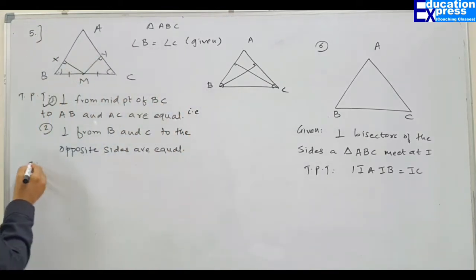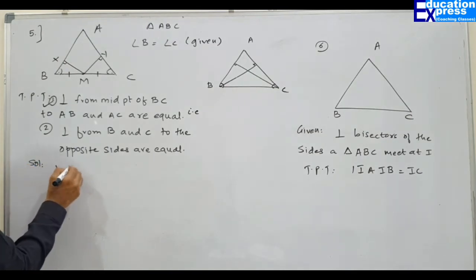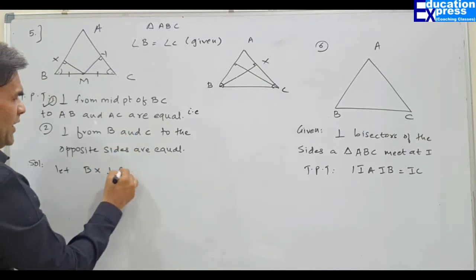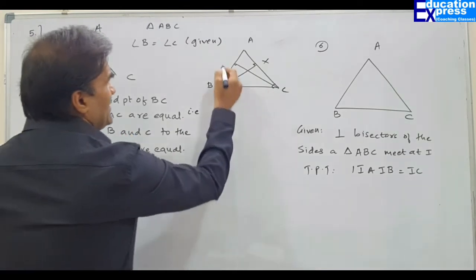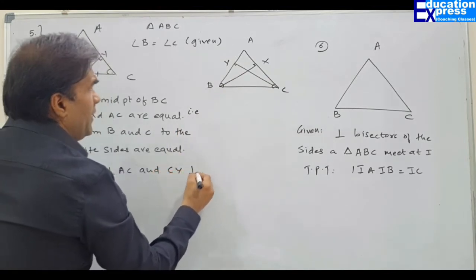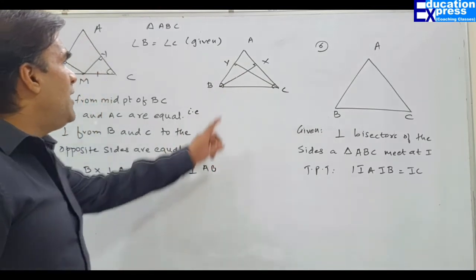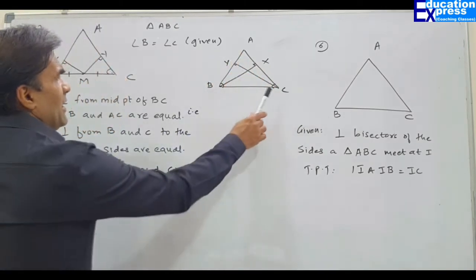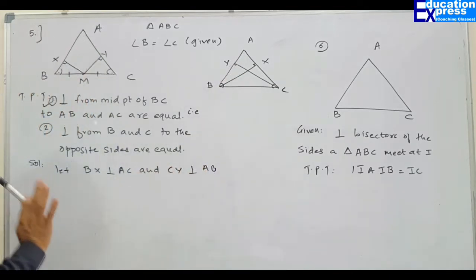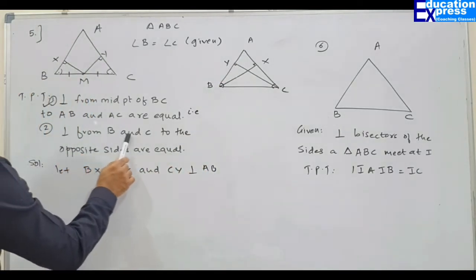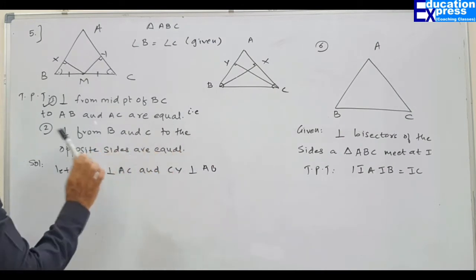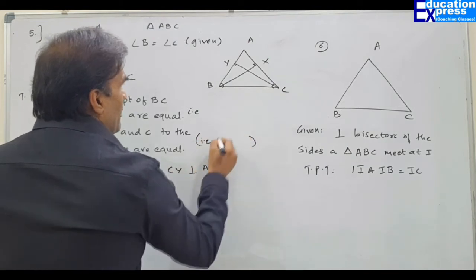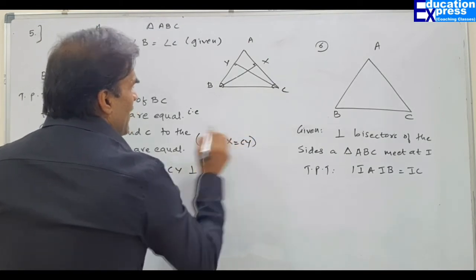Over here in my solution, let BX be perpendicular to AC and CY be perpendicular to AB. So they are saying that from point B on the opposite side, BX is perpendicular to AC, similarly CY is perpendicular to AB. This is also given. So perpendiculars from B and C to the opposite sides are equal. So what do we have to prove? In short, we have to prove that BX equals CY.